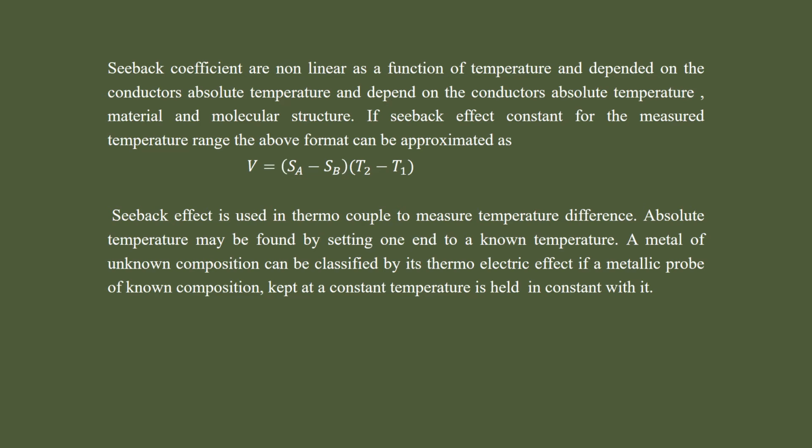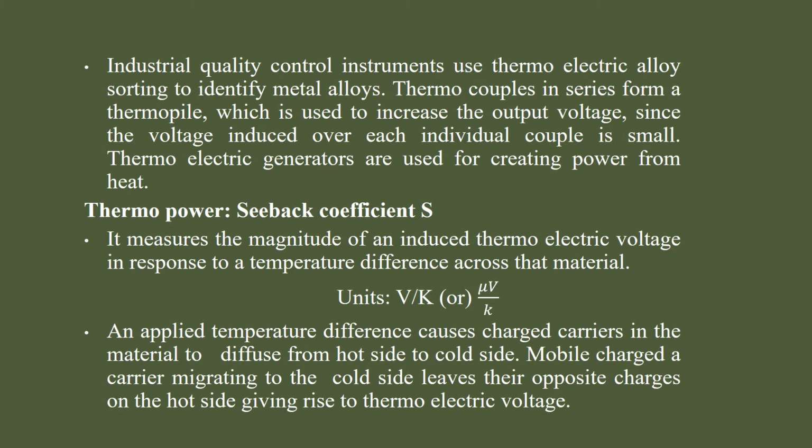The Seebeck effect is used in thermocouples to measure temperature difference. Absolute temperature may be found by setting one end to a known temperature. A metal of unknown composition can be classified by its thermoelectric effect, if a metallic probe of known composition kept at a constant temperature is held in contact with it. Industrial quality control instruments use thermoelectric alloy sorting to identify metal alloys.